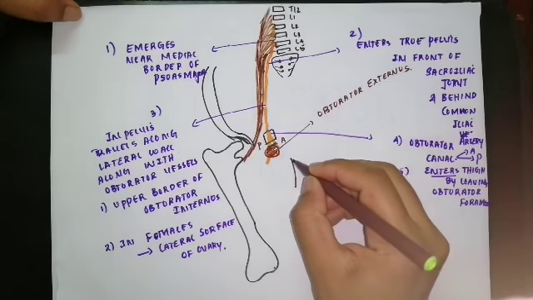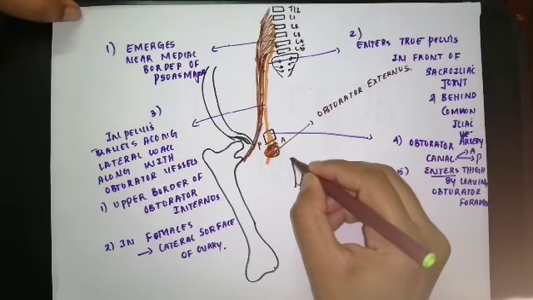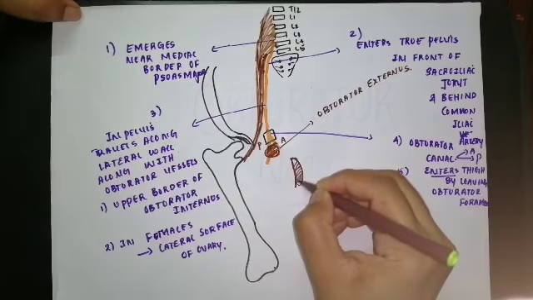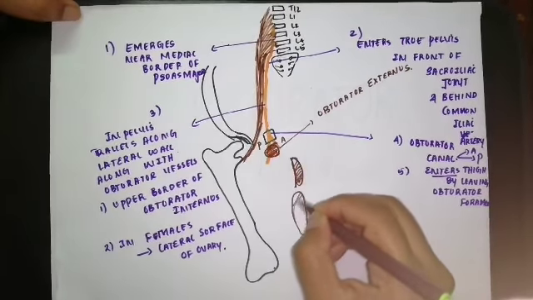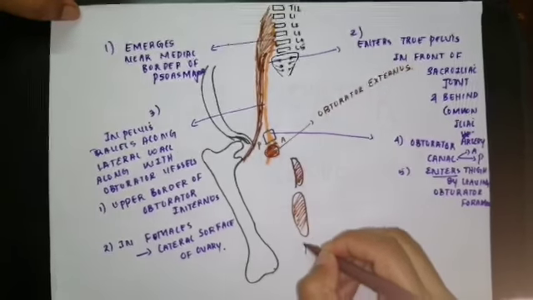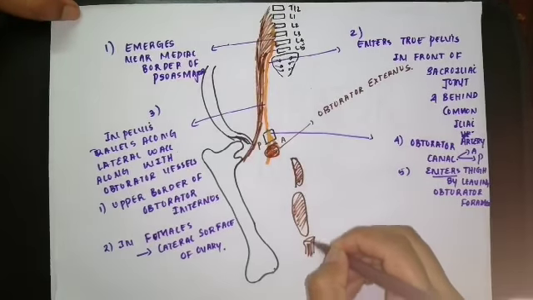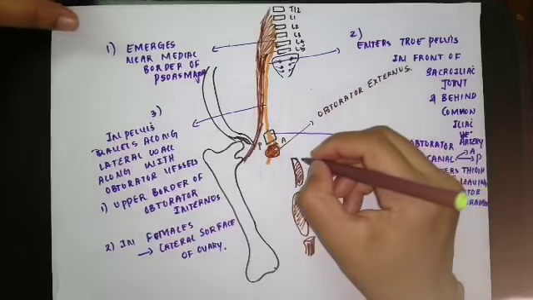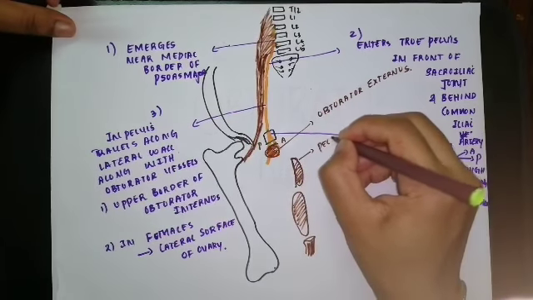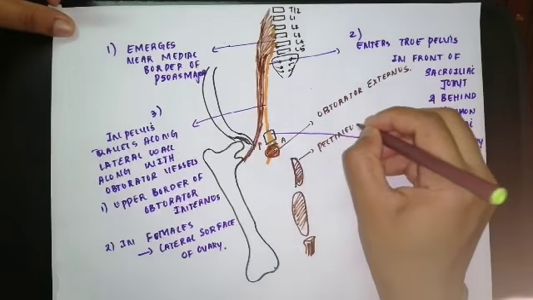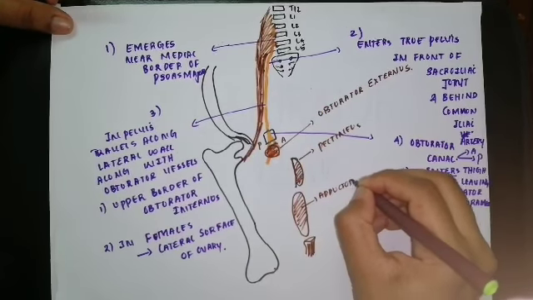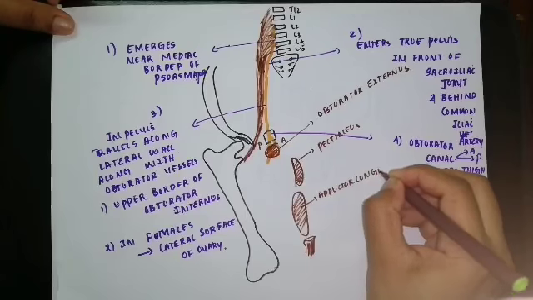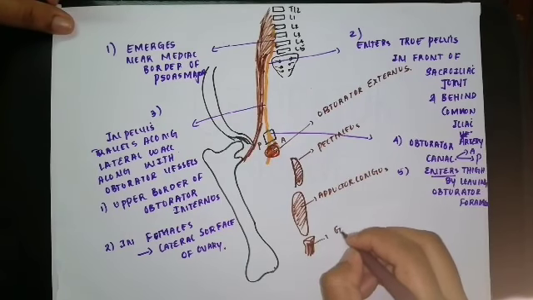So this is the pectineus muscle, and you have the adductor longus muscle, and you have another muscle, this is the gracilis muscle. So this is pectineus, this is adductor longus, this is gracilis muscle.